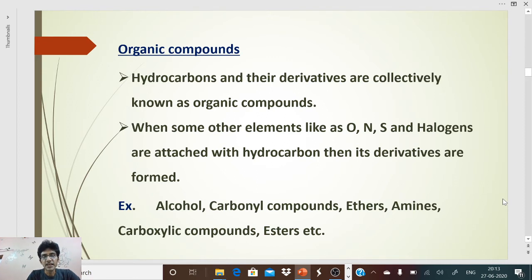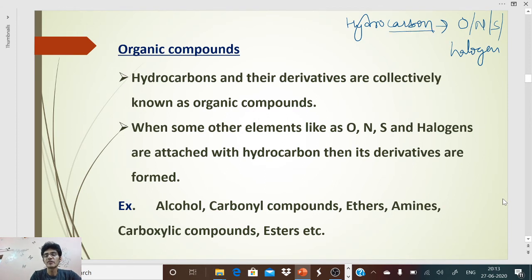Now we will discuss the organic compound definition. What is the meaning of organic compound? How are they formed? Okay, we can say from hydrocarbon. If the hydrocarbons are reacted with oxygen, nitrogen, sulfur or halogen, then hydrocarbon derivatives are formed.